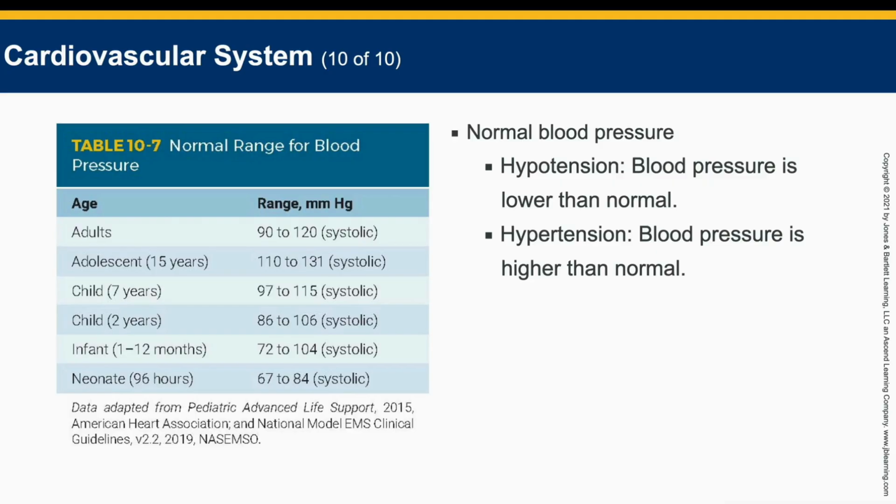When evaluating blood pressure, we should also understand two important terms: hypotension, which refers to blood pressure that's lower than normal, and hypertension, which refers to blood pressure that's higher than normal. Over time, high blood pressure can place stress on the heart and blood vessels, increasing the risk for serious problems.